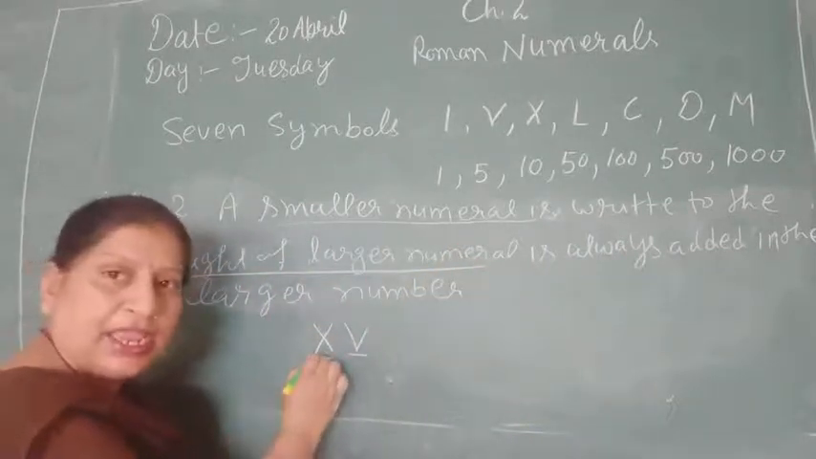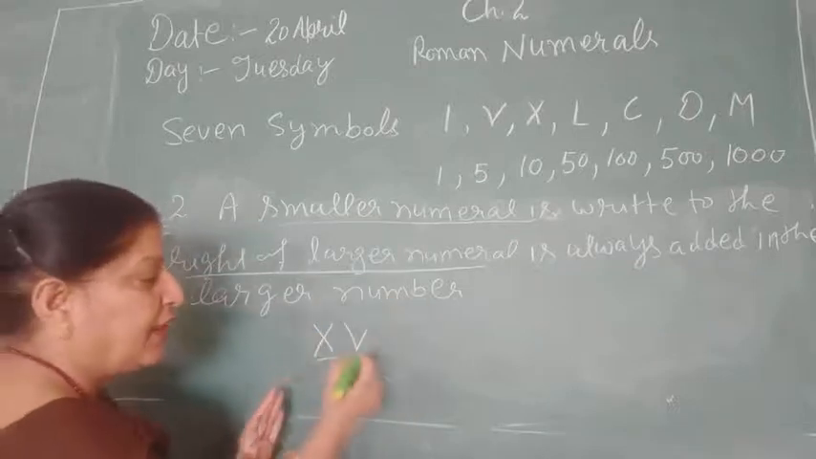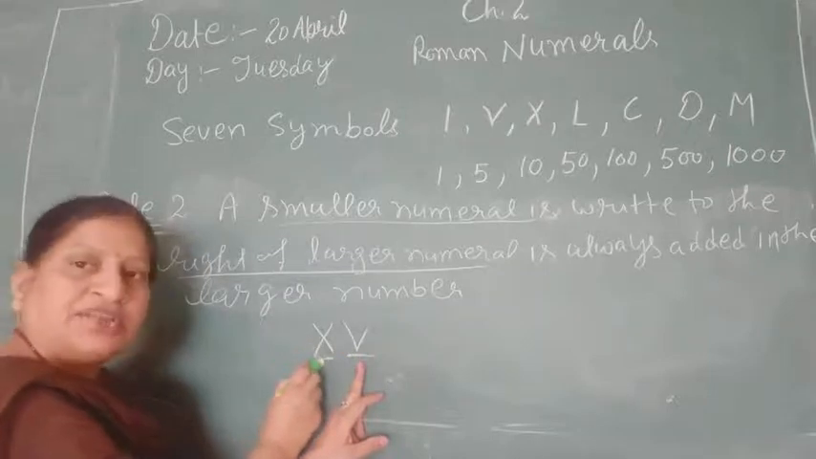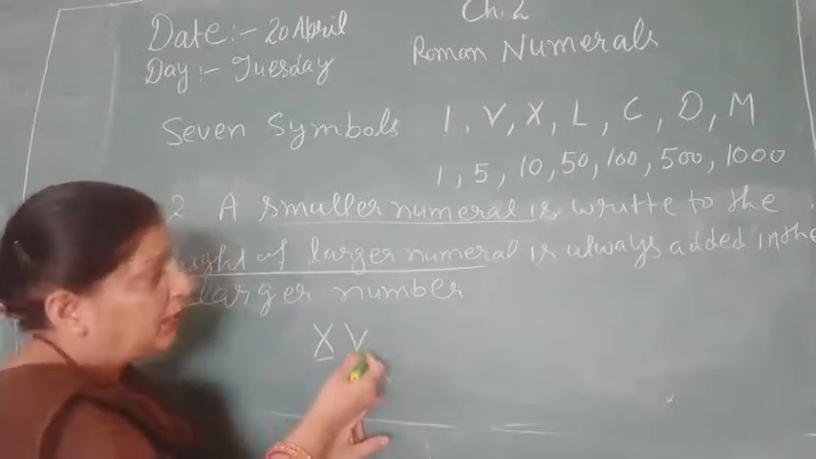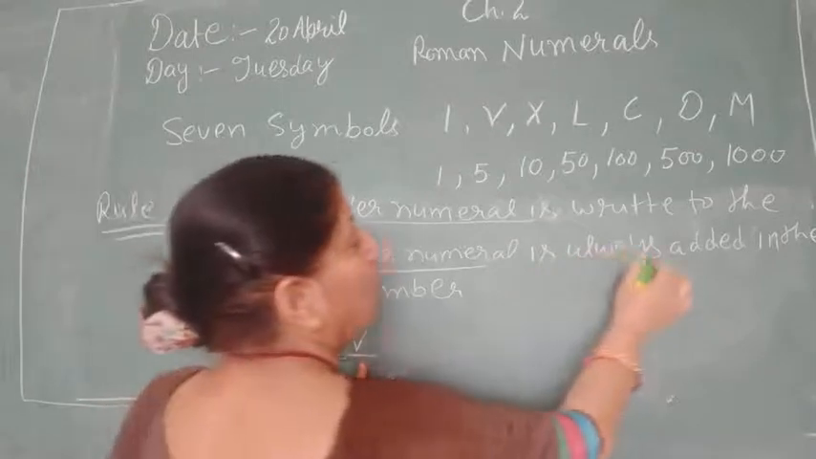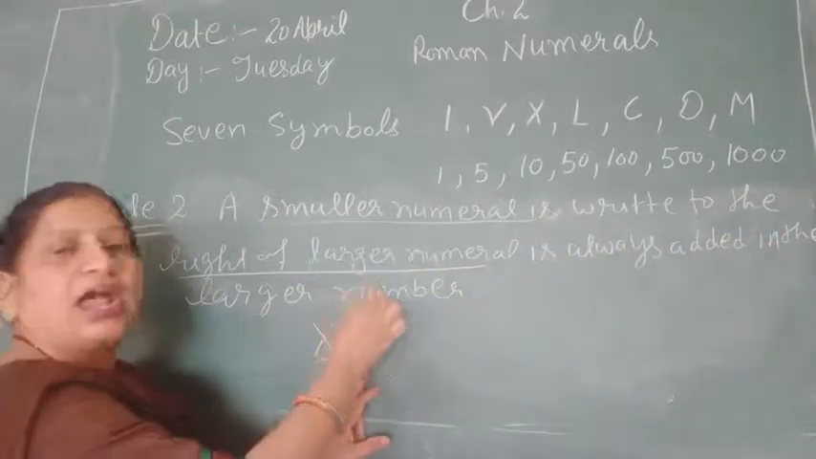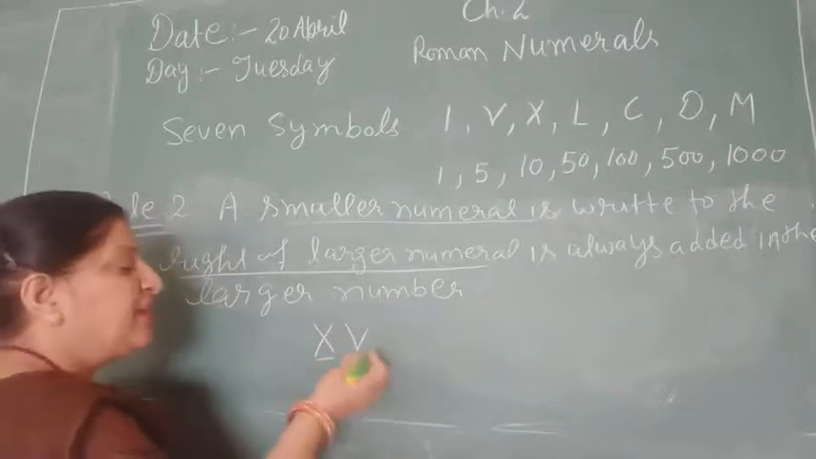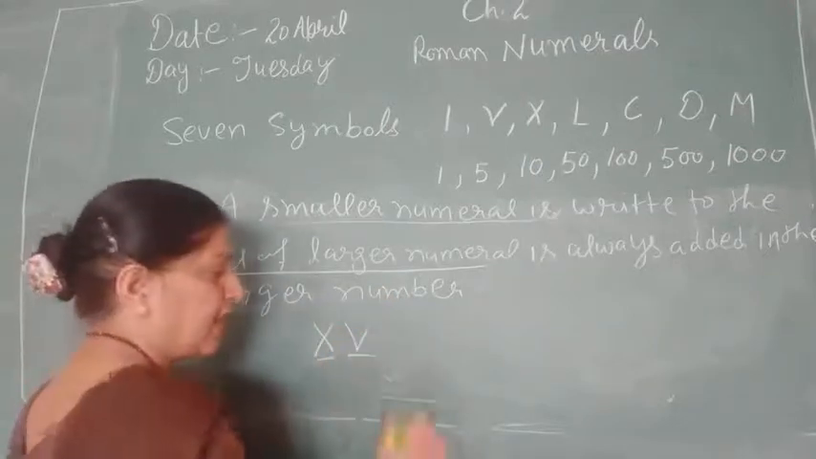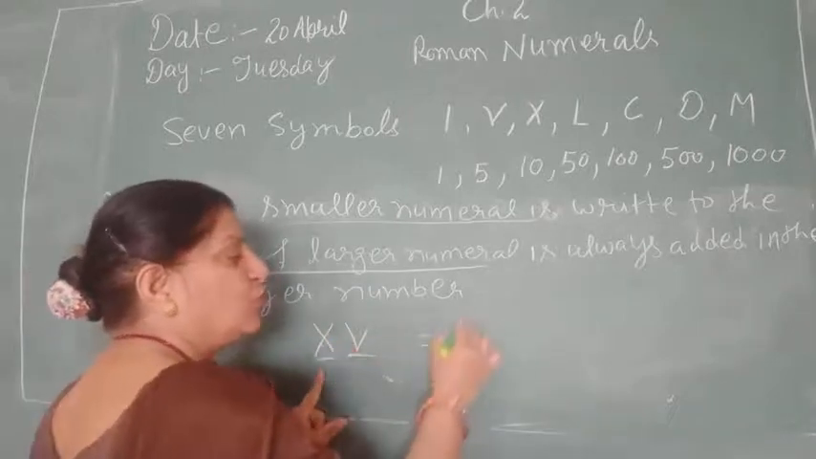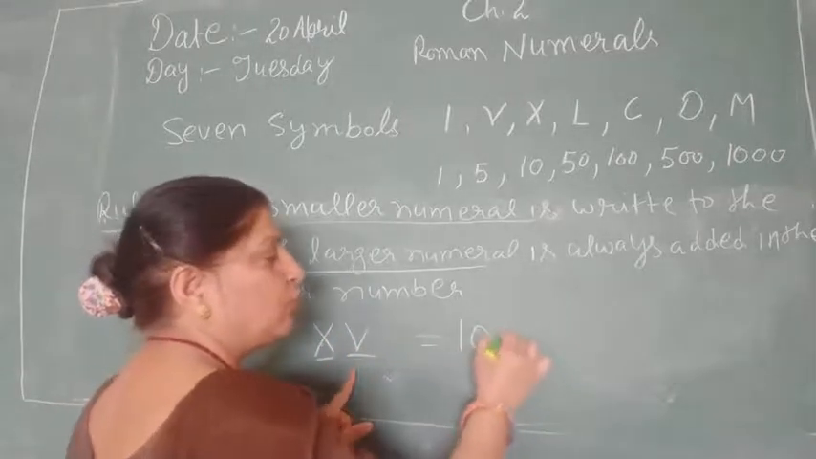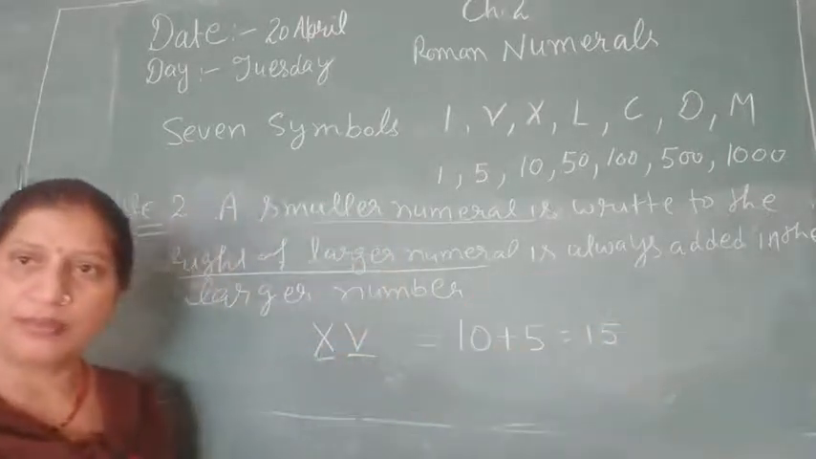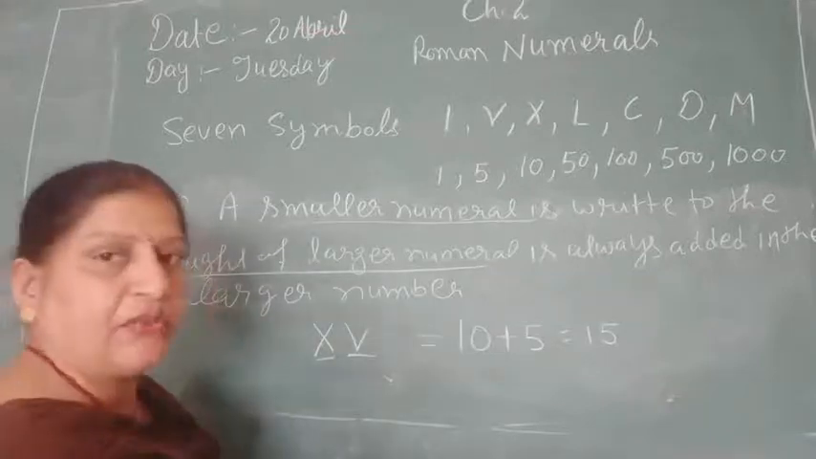Now this is the larger number and this part is its right side, so the smaller number is written on the right side of the larger number. Then it is always added to the larger number, so this smaller number will be added to this bigger number. How do we write it? X is used for 10 and V is used for 5, so our number becomes 15. Clear this one?